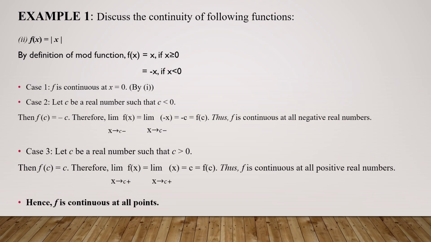Same way for the positive real numbers. When c is greater than 0, the value of the function at c, f of c will be equal to c. Therefore, limit x tends to c plus f(x) is equal to limit x tends to c plus, in this case it is x, that is equal to c, which is equal to f of c. So f is continuous at all positive real numbers also. So in short, by all the 3 cases you can say that f is continuous at all the points on the real line.